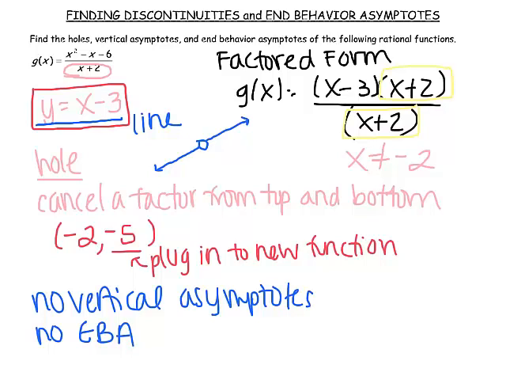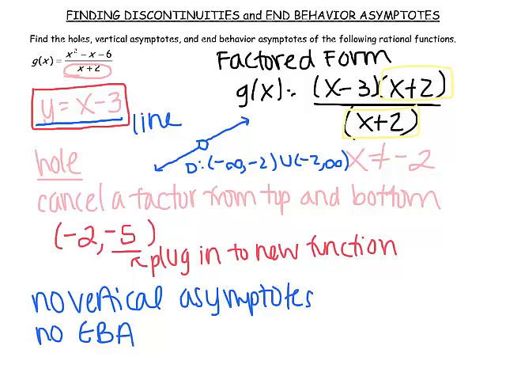Now, if I were to ask you for the domain of this function, you would tell me that the domain is everything except for negative 2, right? You told me right from the beginning that negative 2 is not a possible x value because it causes your denominator to be 0.